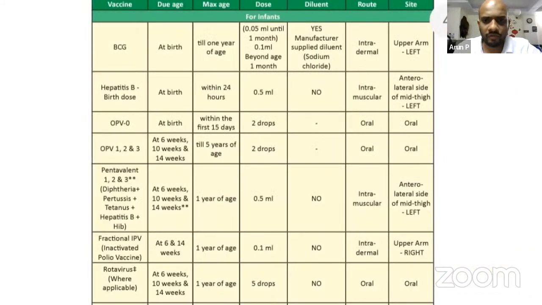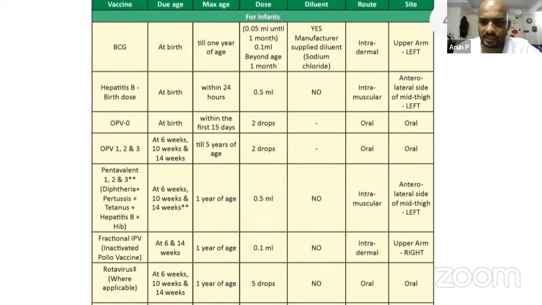Okay, so what are all vaccines which are given orally? Polio is given orally, which is oral polio vaccine. Then rotavirus is given orally. Then the other supplement which is given is vitamin A. Which are the vaccines which are given subcutaneously? Measles and JE vaccine. Others are all given intramuscular. BCG and fractionated IPV are given intradermal. Okay, so this much you should know.